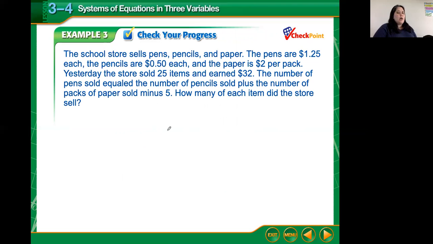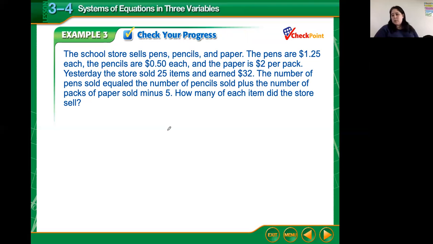So go ahead and try solving this one. The school store sells pens, pencils, and paper. The pens are $1.25 each, and the pencils are 50 cents each. The paper is $2 per pack. Yesterday it sold 25 items and earned $32. The number of pens sold equaled the number of pencils sold plus the number of packs of paper minus 5. How many of each item did the store sell? So go ahead and try it out.